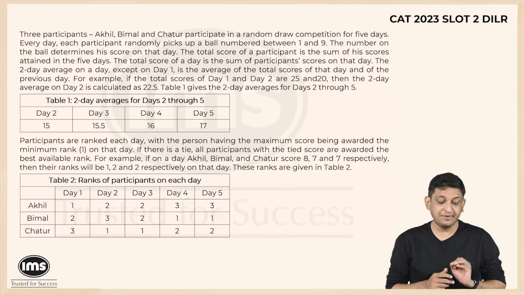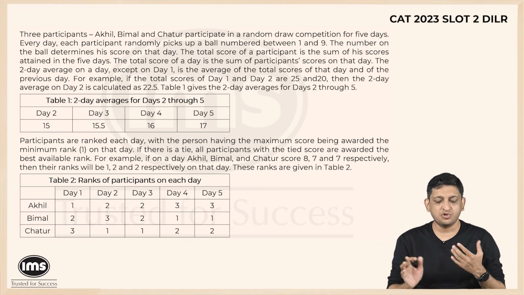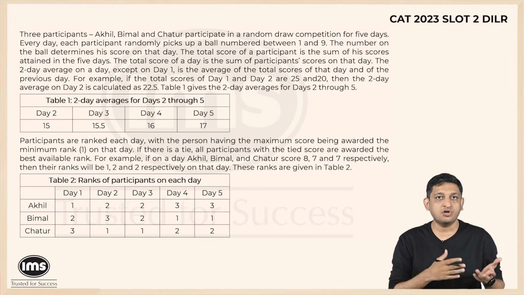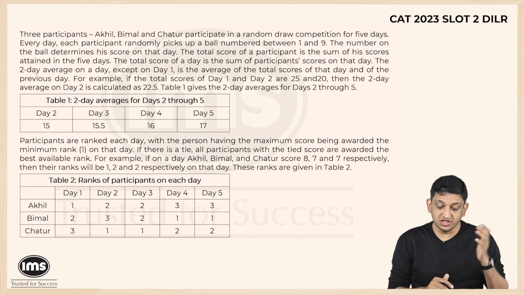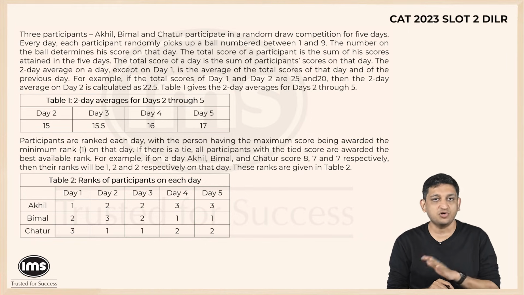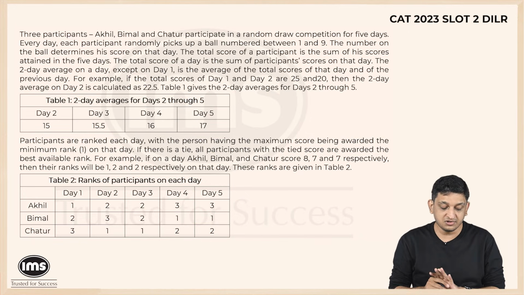In this set, there are 3 participants, Akhil, Bimal and Chatur. And they participate in a random draw competition for 5 days. They randomly pick a ball numbered between 1 and 9. The number determines the score of that person on that day. Total score is the sum of the scores attained in 5 days, and total score of a day is the sum of the participants' score on that particular day. So that is what it looks like.